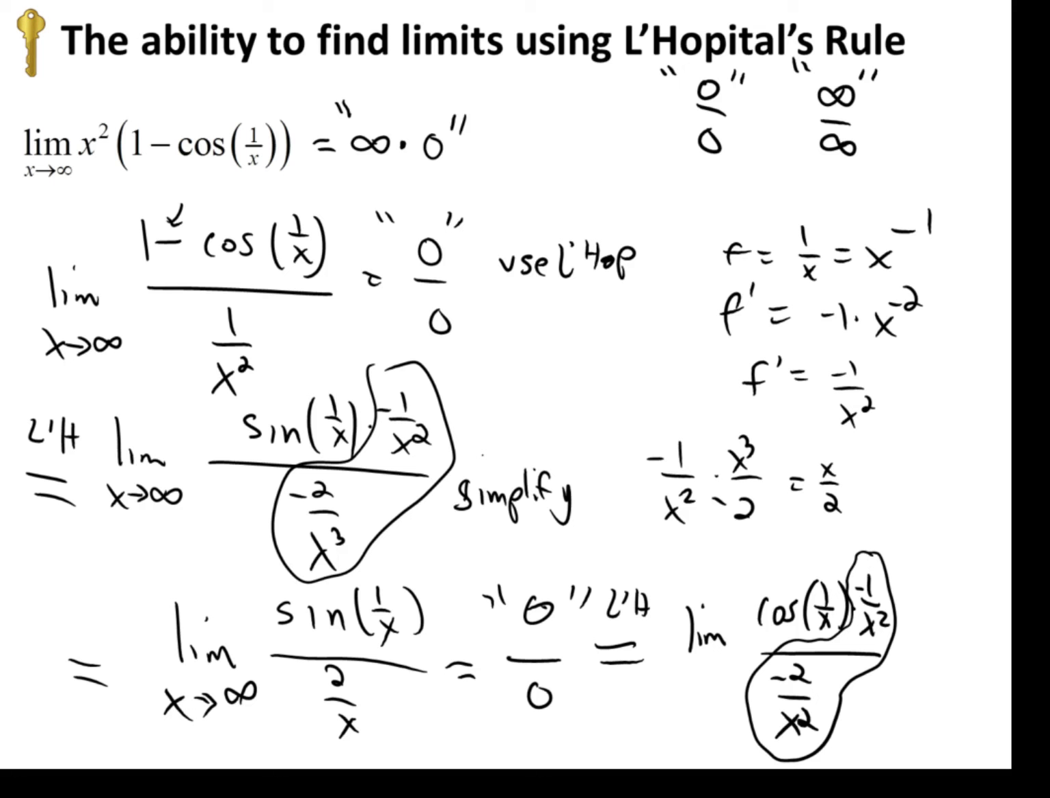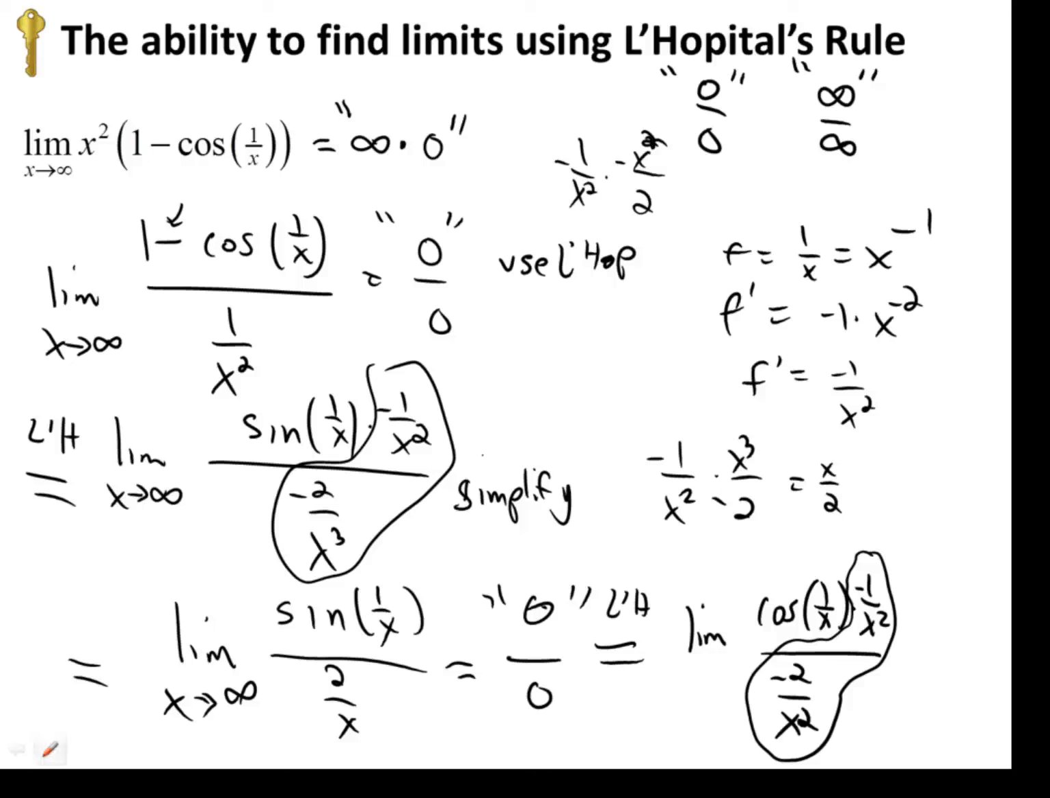But where? Is it in the denominator? Is it in the numerator? Where's that 2 at? Is it numerator or denominator? All right, we have to work it out. Negative 1 over x squared times, negative x squared over 2. It's a half. It's in the denominator. So we're looking at cosine of 1 over x over 2.